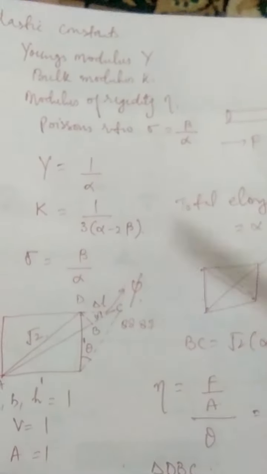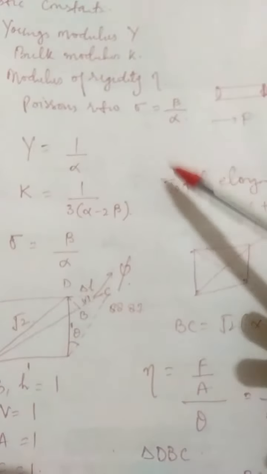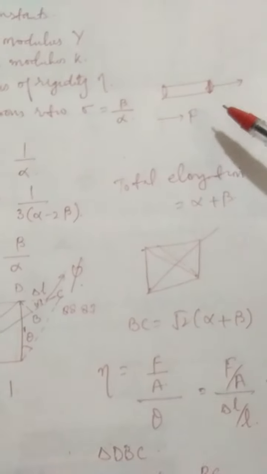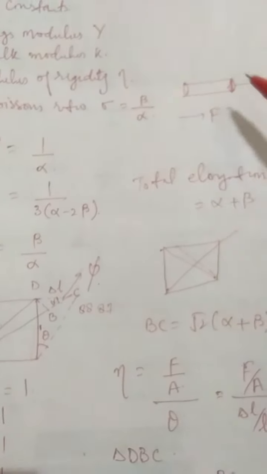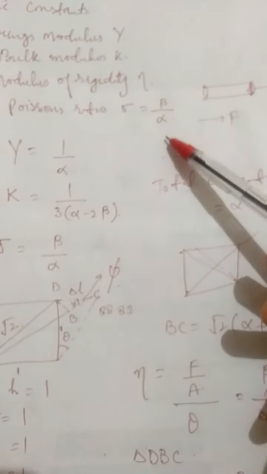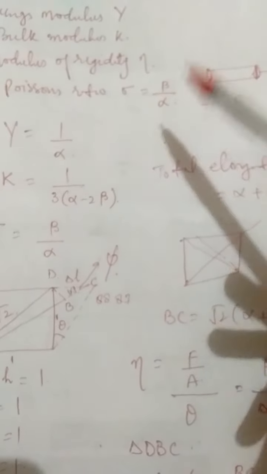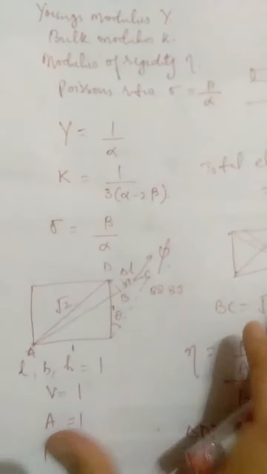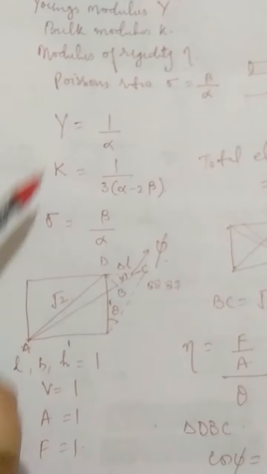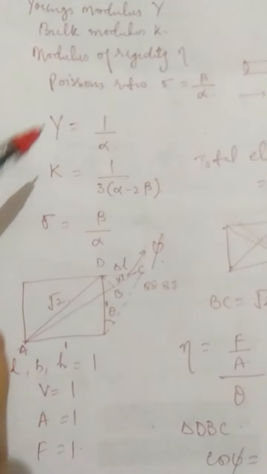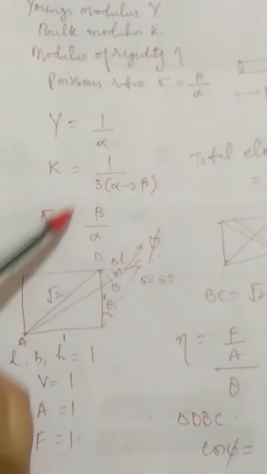We have said that if we want to establish a relation between any 2 or any 3 of them, we need to express them in terms of beta and alpha. Alpha is the longitudinal strain, beta is the lateral strain. Longitudinal strain is produced along the direction of force and lateral strain is produced perpendicular to the direction of force. Now in the previous video, we had already established these 3 relations, that is Young's modulus, bulk modulus, and sigma in terms of beta and alpha.